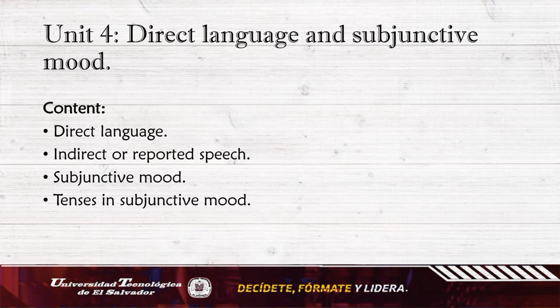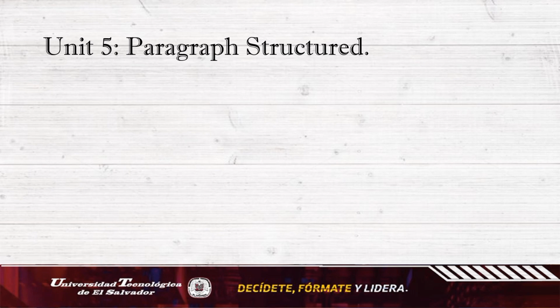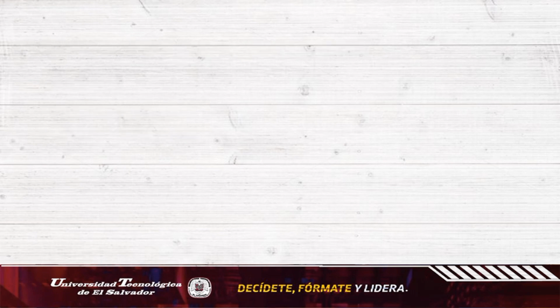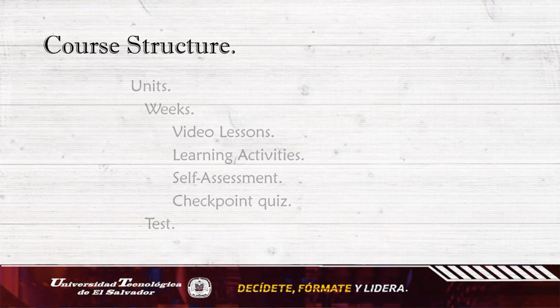Unit 4, called Direct Language and Subjunctive Mood, we will talk about direct and indirect language, and also about the subjunctive mood and the tenses in which we can use the subjunctive mood. And to finish with Unit 5, which is called Paragraph Structured, we will talk about the types of paragraphs and their structuring. Each unit will have video lessons with the content already mentioned above.